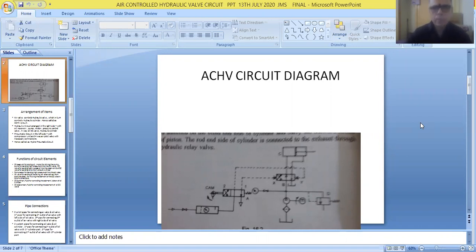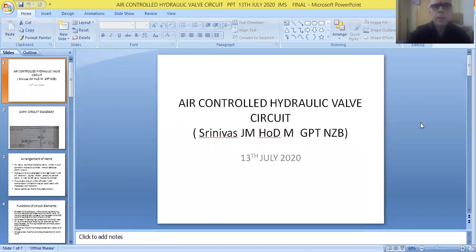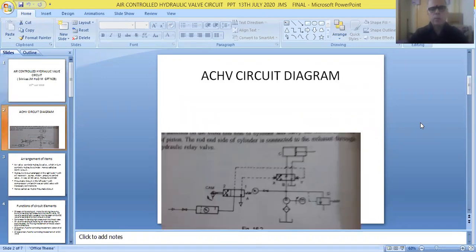Today we are going to discuss the air-controlled hydraulic valve circuit. So, this is the figure indicating the circuit, and its fluid power systems. Generally, they are classified into three categories.